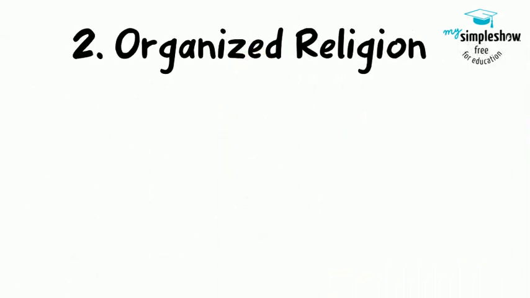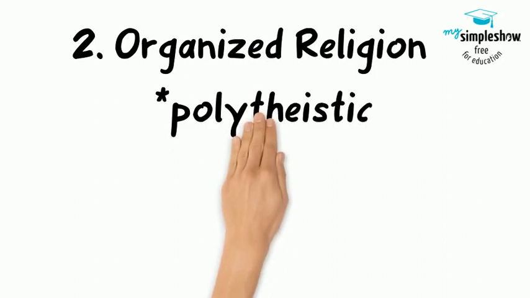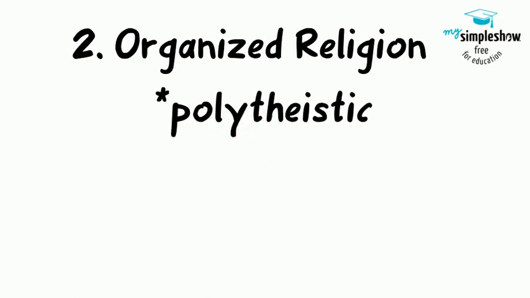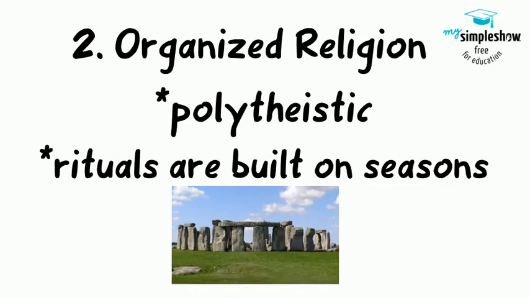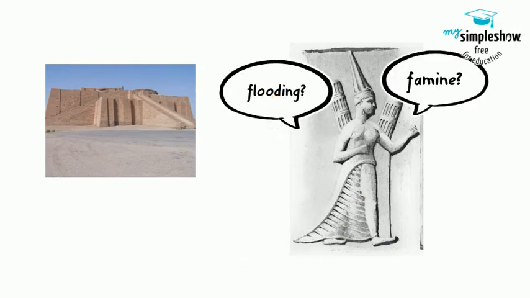Another characteristic was defined religion. Most early civilizations were polytheistic, believing in multiple gods, and they built rituals around farming and the cycle of the seasons. Temples were built for sacrificial prayer to control weather or crop health. Priest classes became established to divine the will of the gods in terms of flooding and famine.